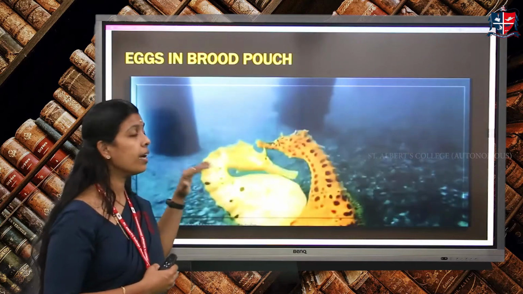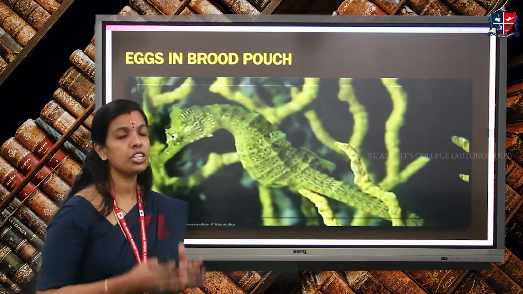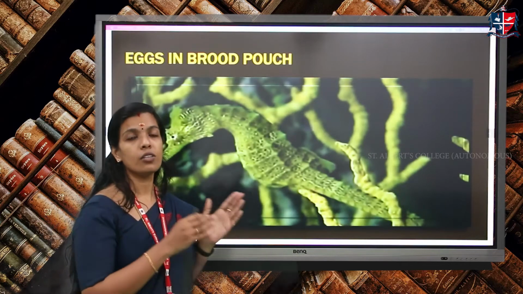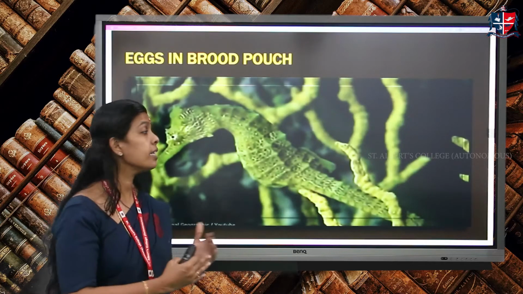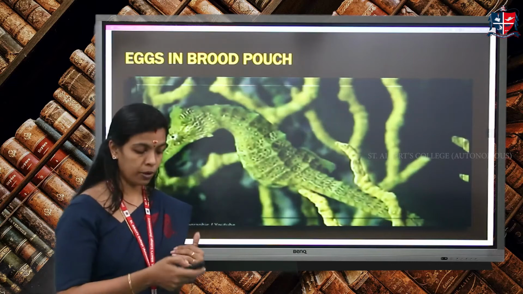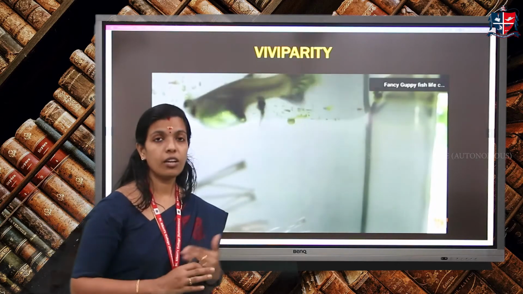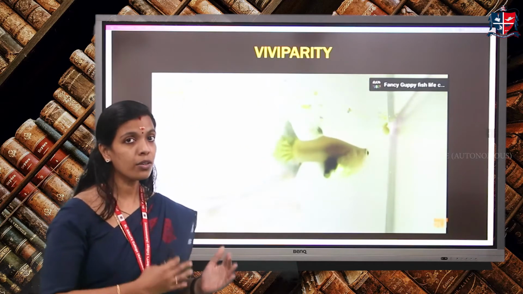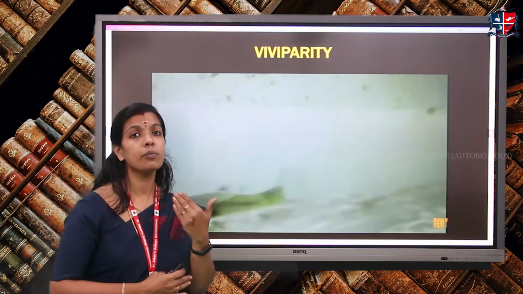So here the male seahorse actually exhibits the parental care. After fertilization, the female would deposit the fertilized eggs into the brood pouch of the male. The male would be looking after the eggs, and here the larvae would hatch out from the brood pouch. This is again a phenomenon of parental care exhibited by the fish, that is viviparity. Unlike oviparity, here it is viviparity, meaning giving birth to young ones.